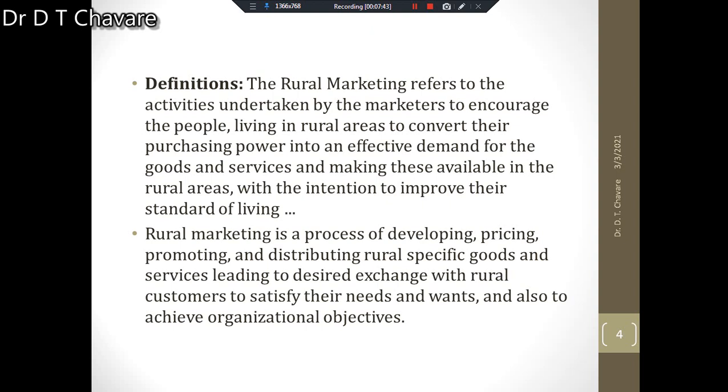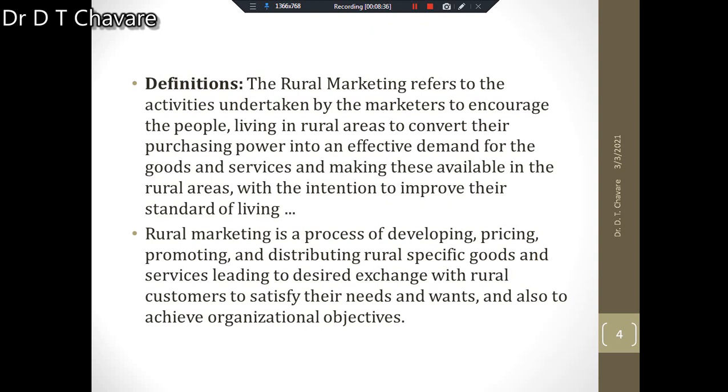Then, rural marketing is a process of developing, pricing, promoting and distributing rural specific goods and services, leading to desired exchange with the rural customers to satisfy their needs and wants, and also to achieve organizational objectives. This definition is also useful for understanding. It means that rural marketing is nothing but a process of developing, pricing, promoting and distributing; that is, the process of developing 4 P's in rural specific goods and services.